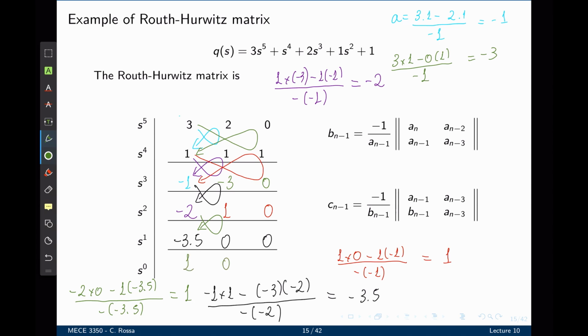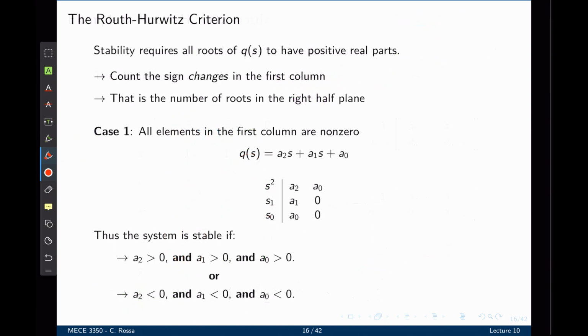Now that the array is completed, is the system stable or unstable? The stability criterion states that the number of unstable roots is equal to the number of sign changes in the first column. Here we have the first column. How many sign changes are there? 0, 1, 1, 1, 2. 2 sign changes. The system has 2 unstable poles. These 2 unstable poles are placed on the right side of the S-plane. After some practice, we'll see that these patterns are very intuitive and the array is very easy to use.